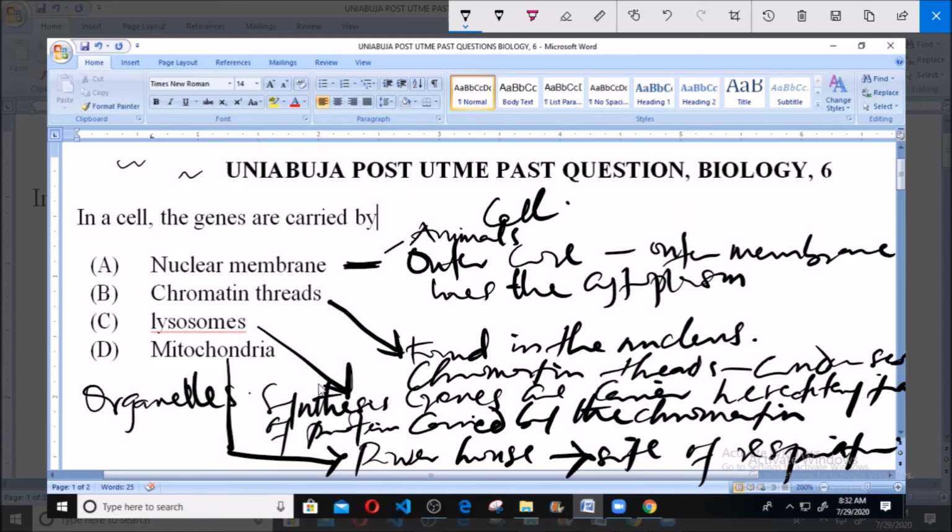So, according to this explanation, the answer to this question: in a cell, genes are carried by the chromatin threads, B. So B is the correct answer to this question.